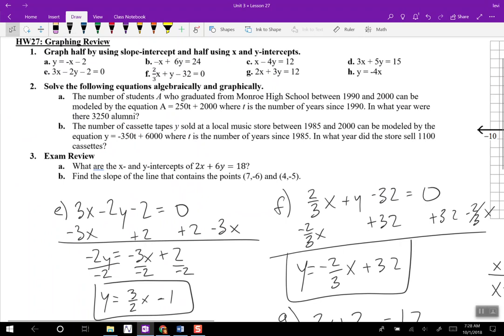It says solve the following equations algebraically and graphically. The number of students A who graduated from Monroe High School between 1990 and 2000 can be modeled by the equation A equals 250t plus 2000, where t is the number of years since 1990. In what year were there 3,250 alumni?